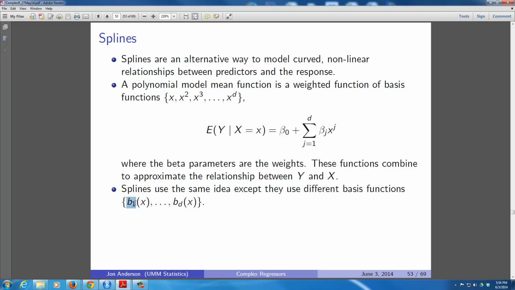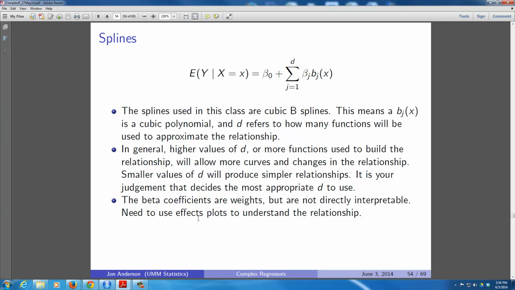Basically, these little functions are going to be little cubic functions defined at different places along the x-axis. And so you can estimate a mean function or display a mean function with a weighted sum of these new basis spline functions.